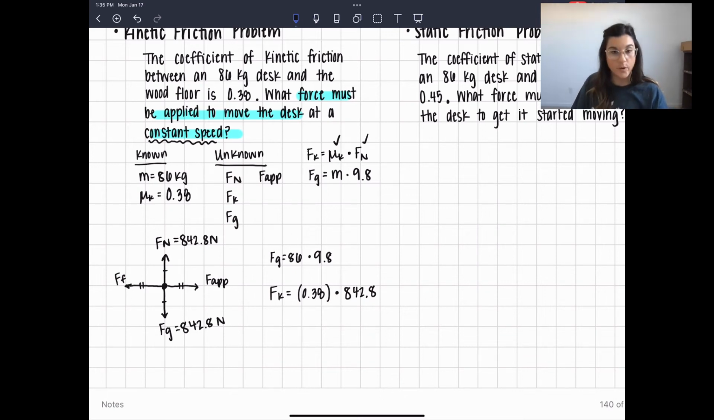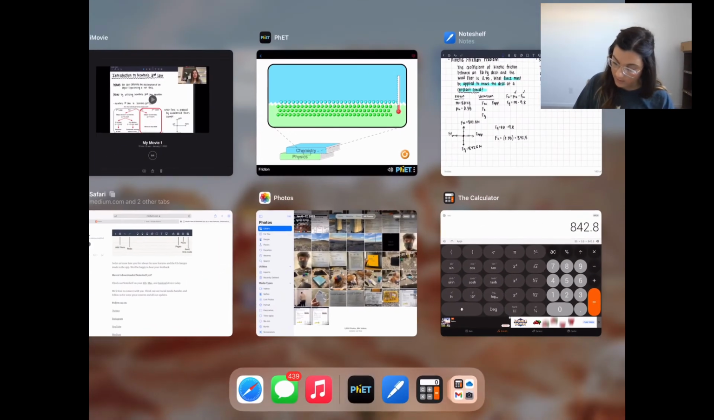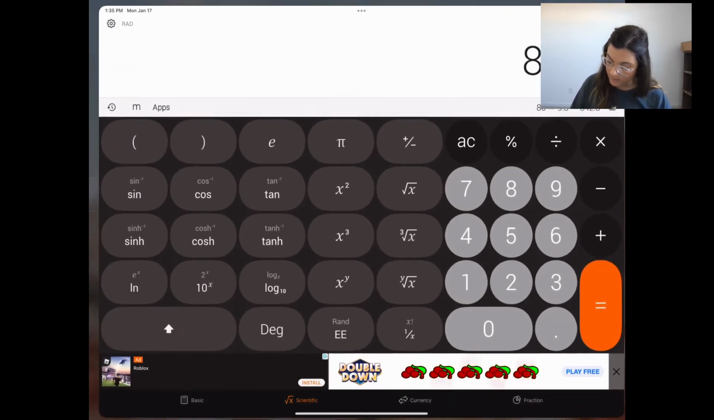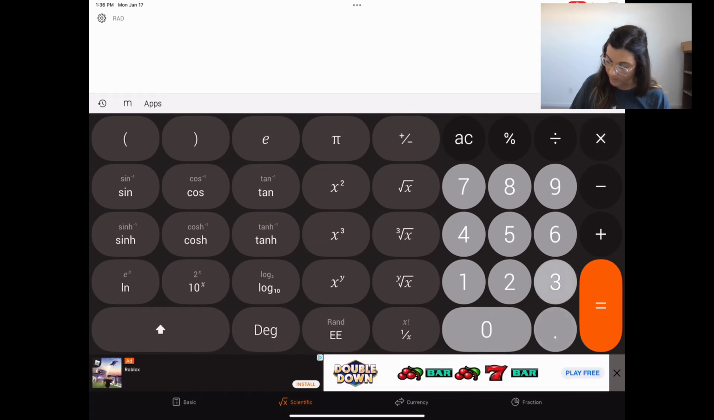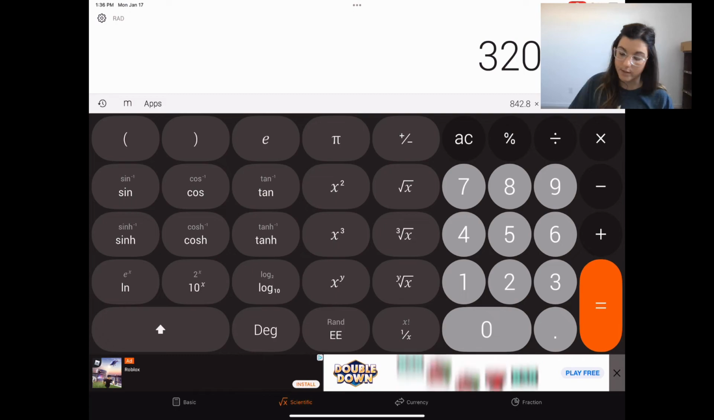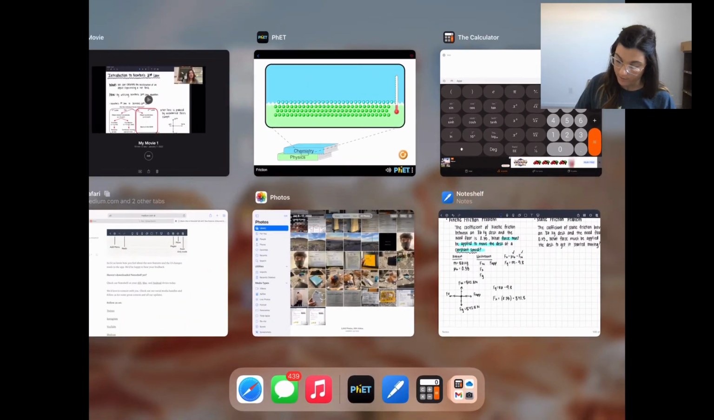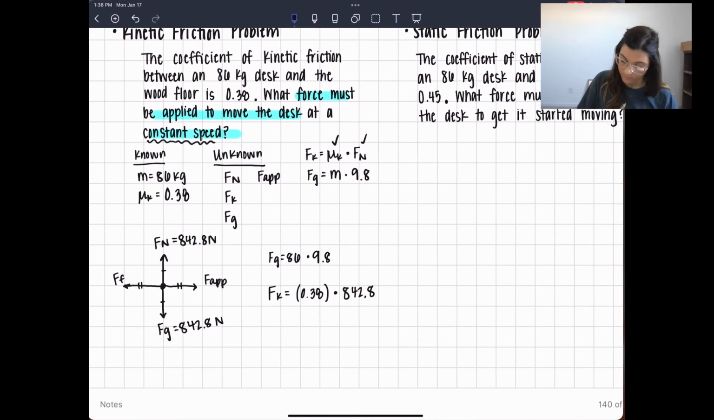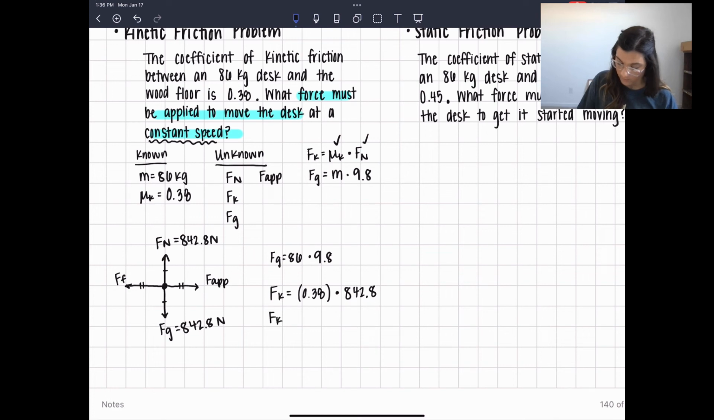Now, I don't know why I put parentheses around there. Sometimes I do it because I want to keep my work organized. It didn't really make it all that organized, but it didn't make a difference in my problem either. So I just need to multiply 0.38 times this number. So let's multiply by 0.38. And I get 320. Let's just round that to the tenths place, 320.3 newtons. Wait, did I get that right?